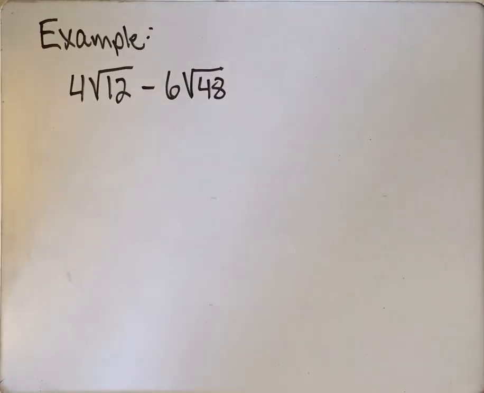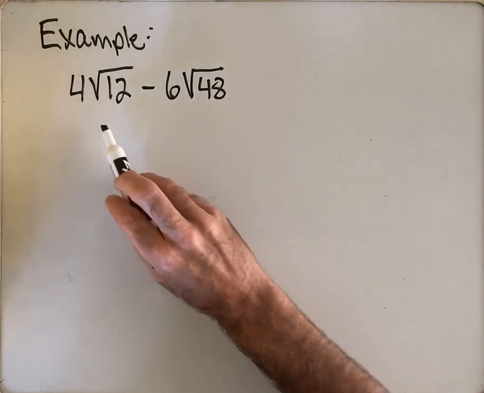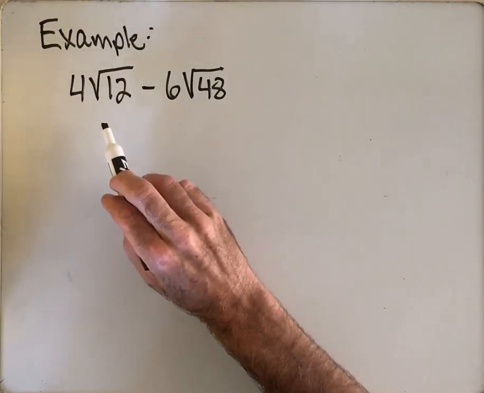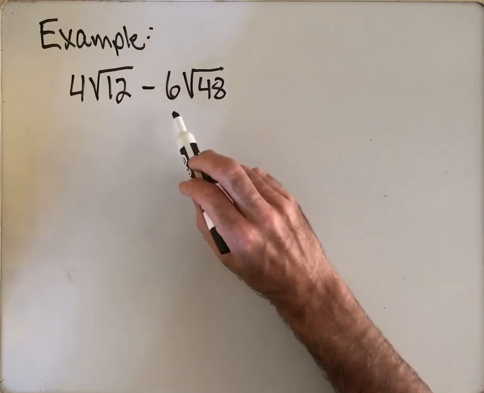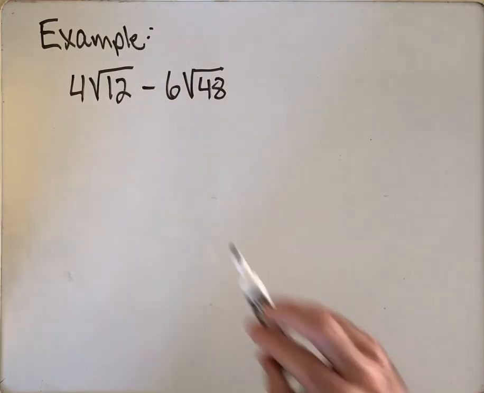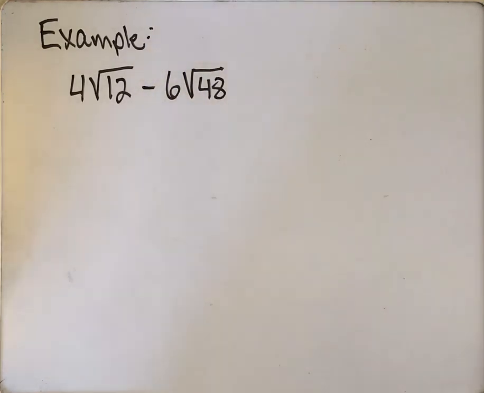For this example, we are combining radical expressions where the radicands are unlike. You see on this first one, we have 4 times the square root of 12 minus 6 times the square root of 48. Well, root 12 and root 48 obviously are not the same, so we can't add them.